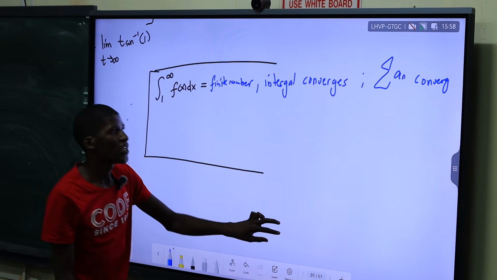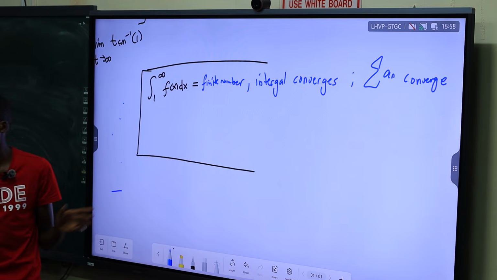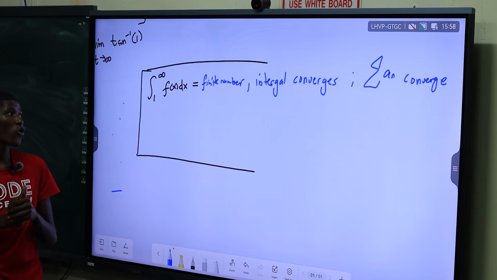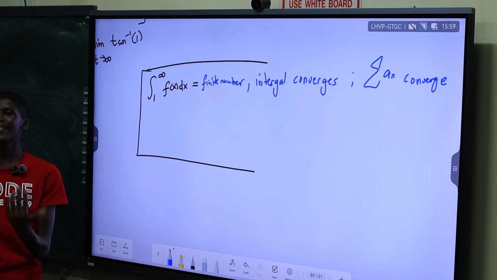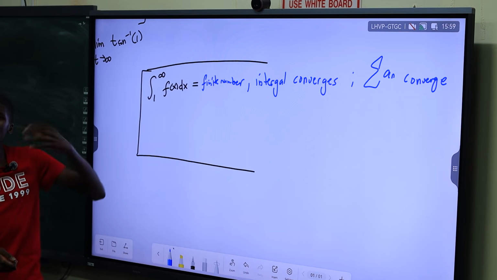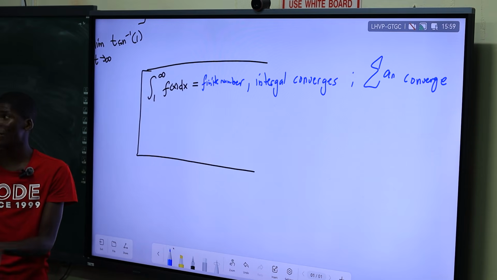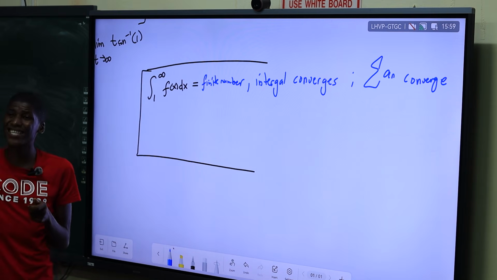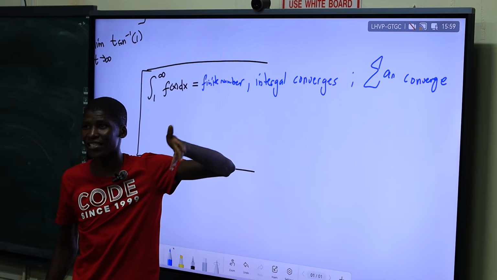So if your integral gives you a finite number, maybe 2, 3, 4, 100, whatever number, as long as it's not infinity, you are going to say that your integral is converging. And if the integral is converging, then the sum, remember, in the integral test, before we went to an integral, it was our general term. We are treating it as a function. So the effort is to get back to the series, to say whether it is convergent or divergent.